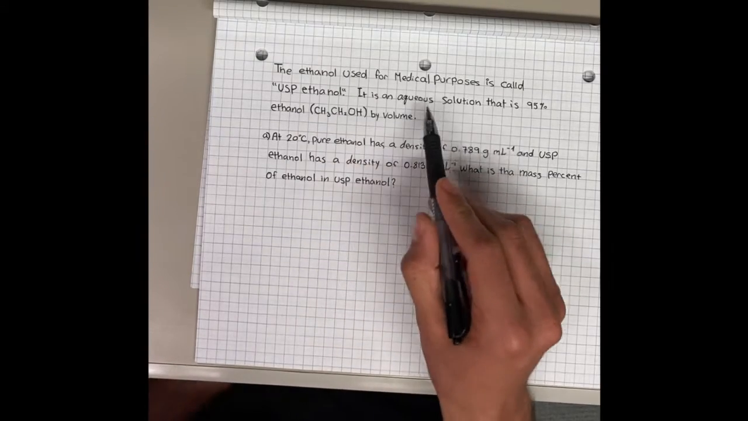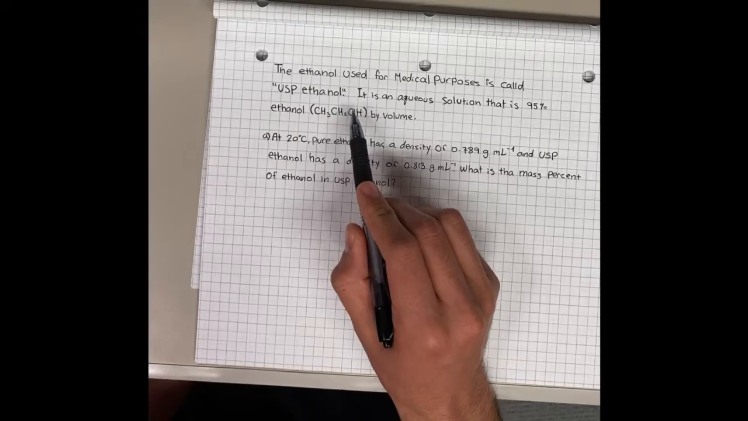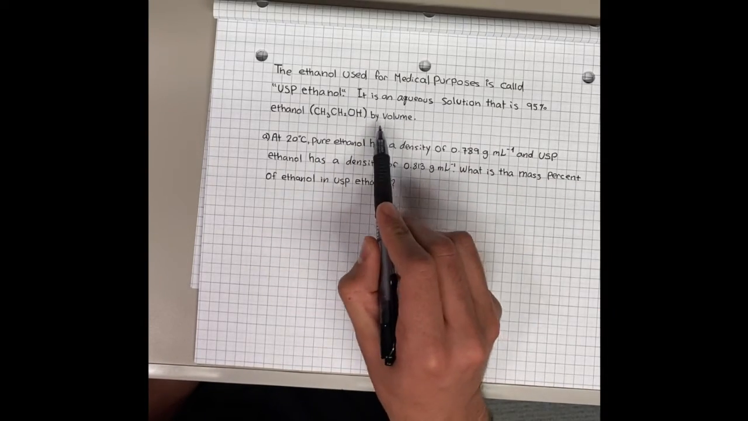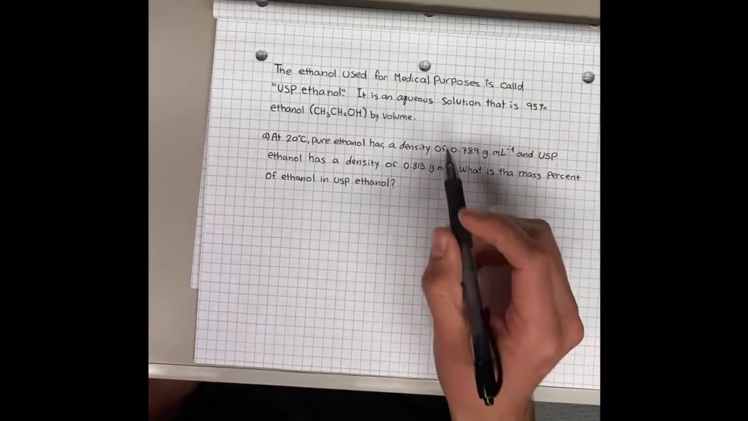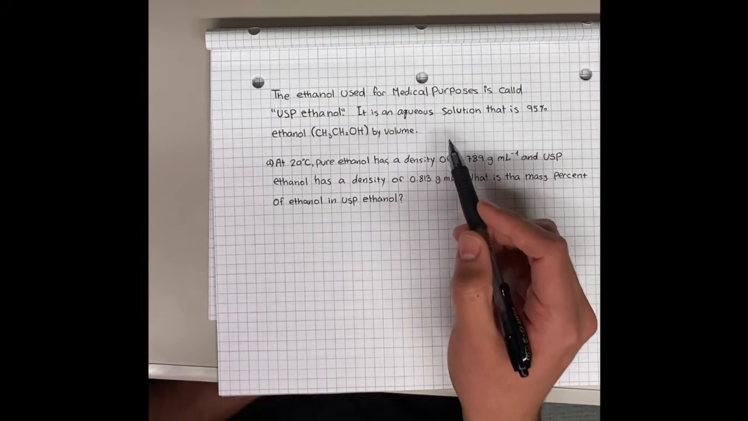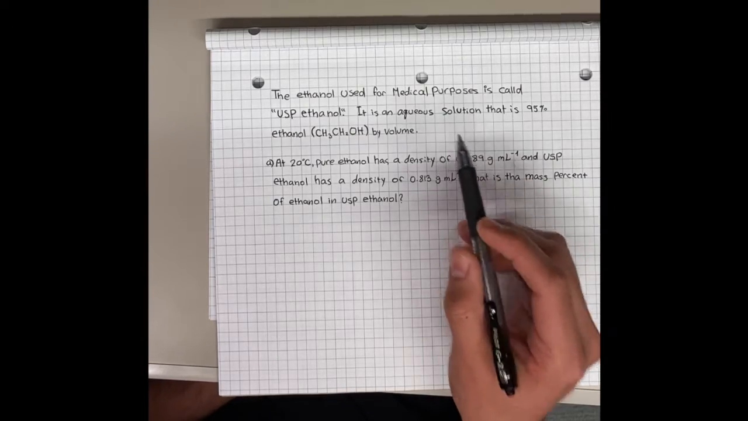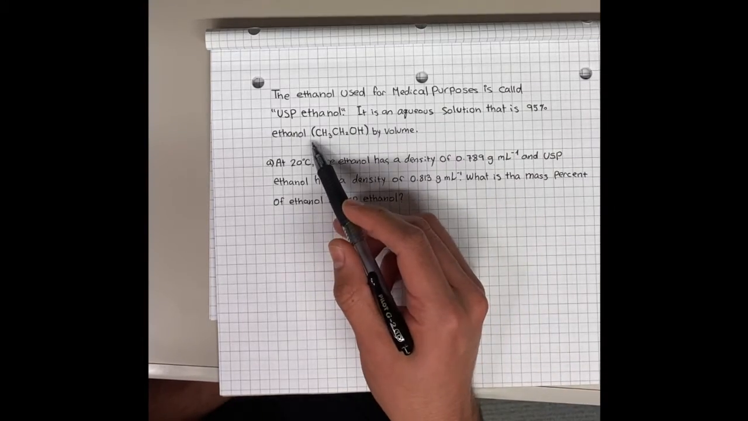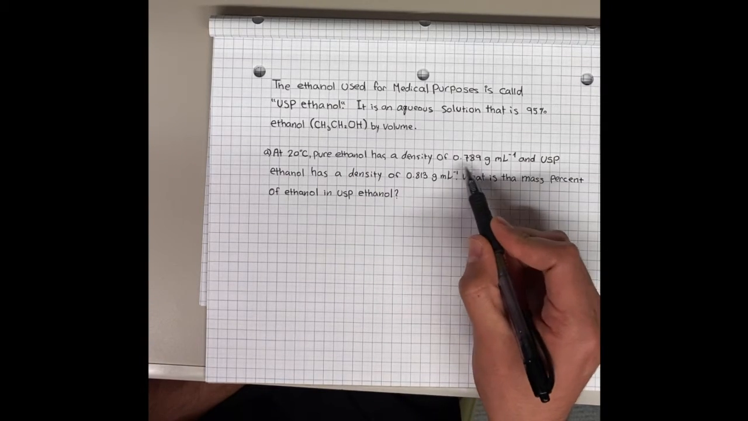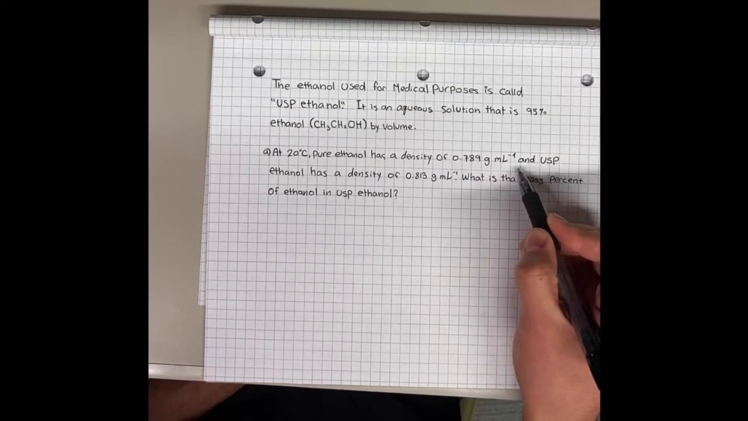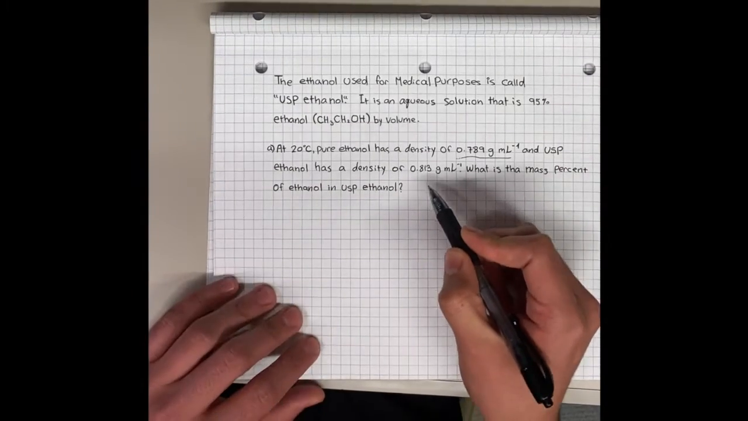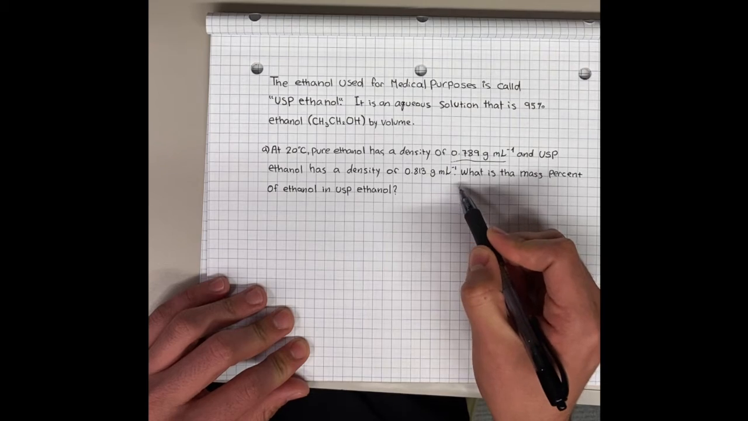The ethanol used for medical purposes is called USP ethanol. It is an aqueous solution that is 95% ethanol by volume. That means that if I have 100 milliliters of solution, then 95 milliliters of that solution would be ethanol. At 20 degrees Celsius, pure ethanol has a density of 0.789 grams per milliliter, and USP ethanol has a density of 0.813 grams per milliliter.